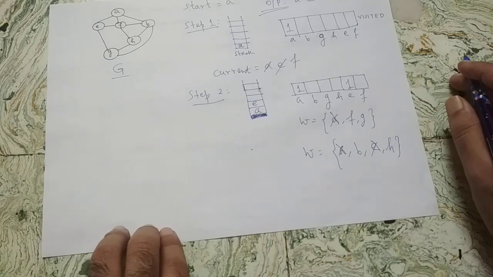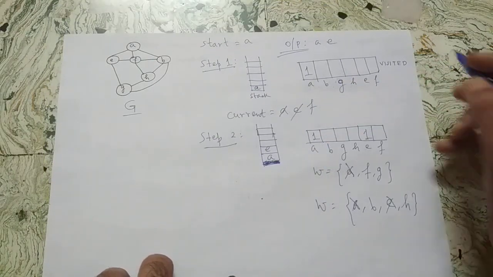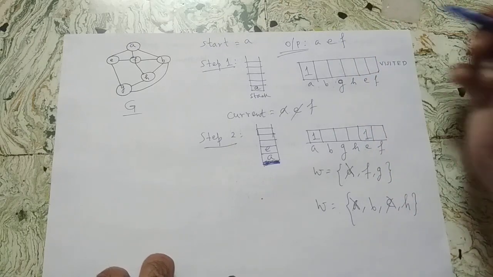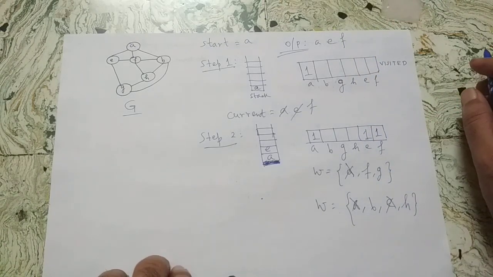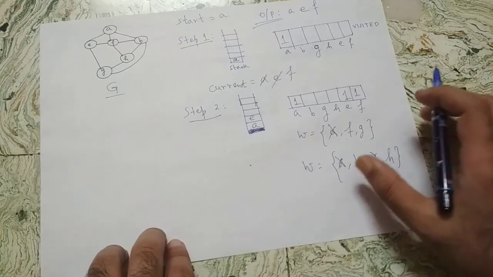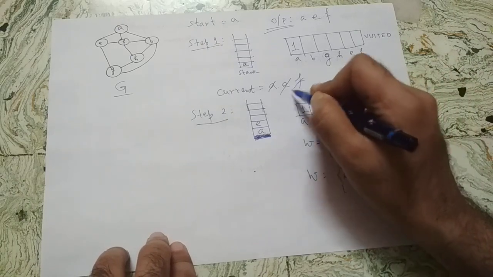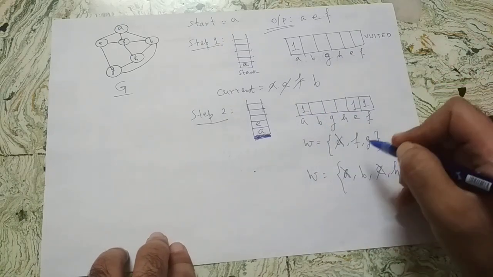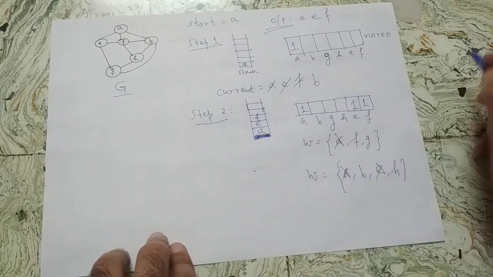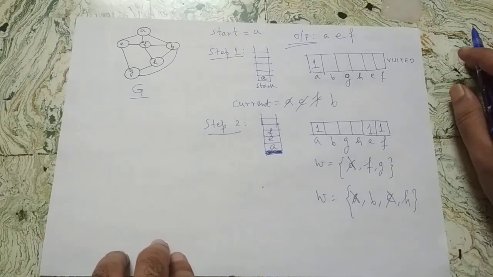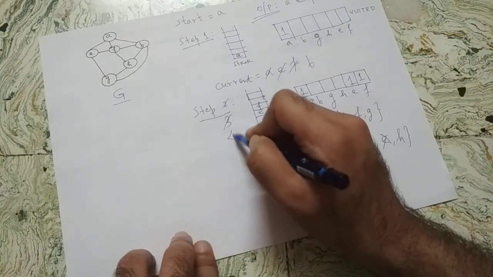So what will I do? I will choose any one of them. Now, before choosing them, since F is my current vertex, I will output it by visiting it. So I'll mark it as visited. And now I'll choose out of B and H one of these two vertices to be my current vertex. Let me choose B. So B becomes my current vertex. I'll suspend the exploration of F by pushing it on the stack. Now B is my current vertex, right? This was step number 3. Now I'm at step number 4.